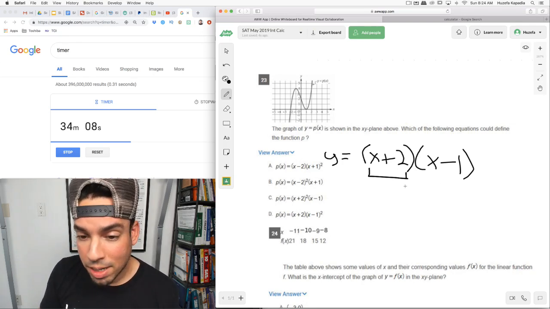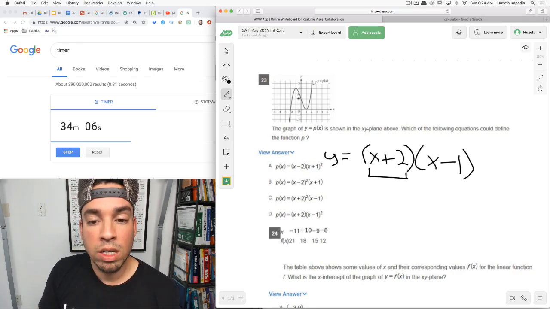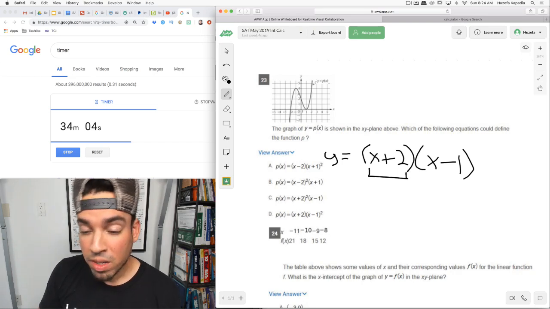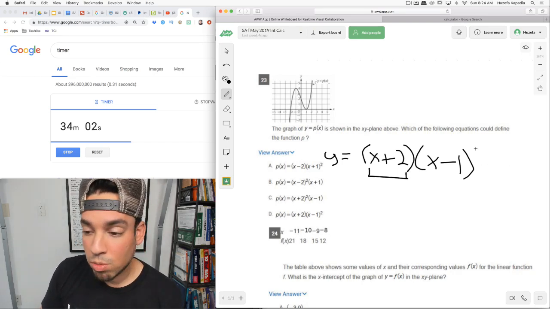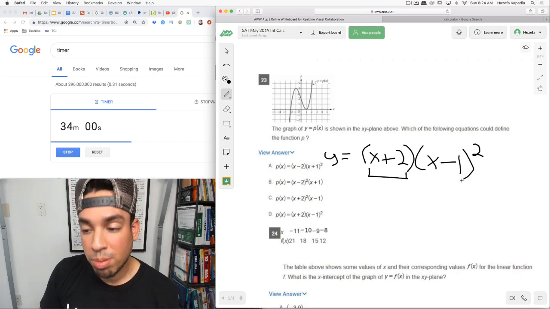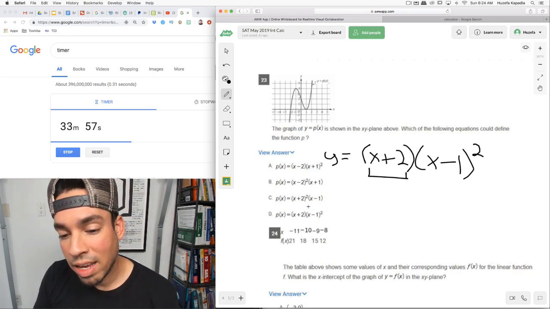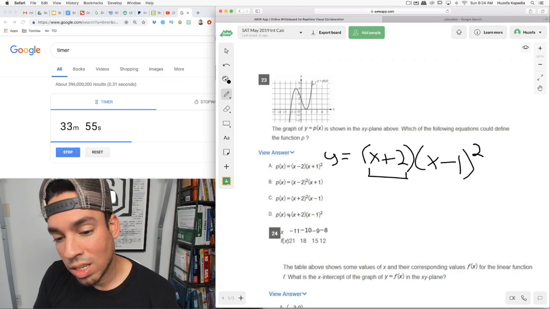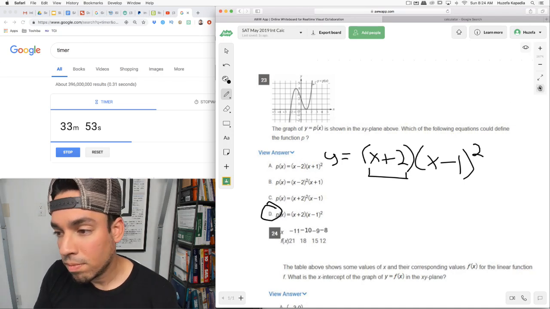Same with the 1. But something interesting happens here. When it bounces off and doesn't go through, we're talking about multiplicity, which means we have a double root at 1. So I put an exponent up there and there's your answer. It's x plus 2 times x minus 1 squared, and done.